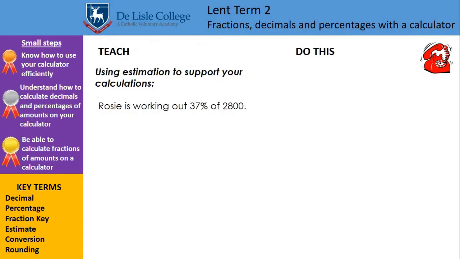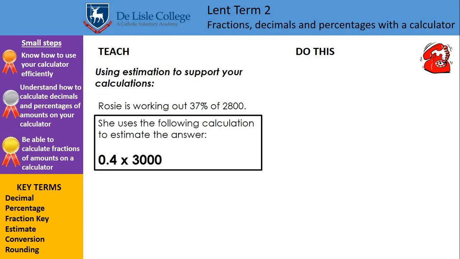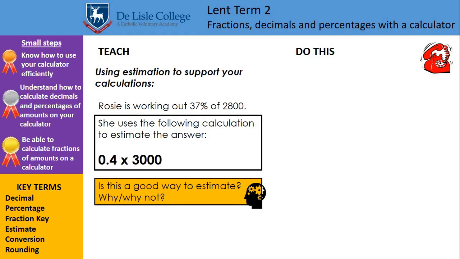Let's now have a look at a new problem. So using estimation to support your calculations, Rosie is working out 37% of 2,800. She uses the following calculation to estimate the answer, 0.4 times 3,000. Is this a good way to estimate? Why or why not? Pause the video while you have a little think.